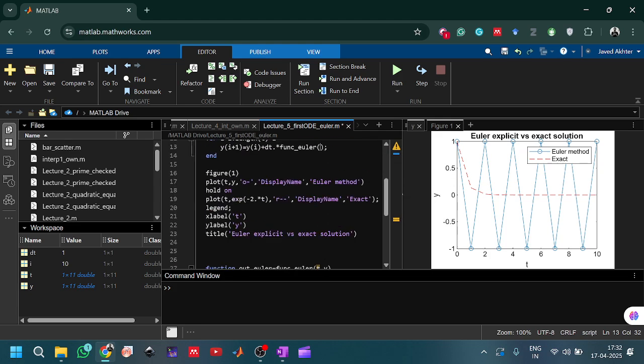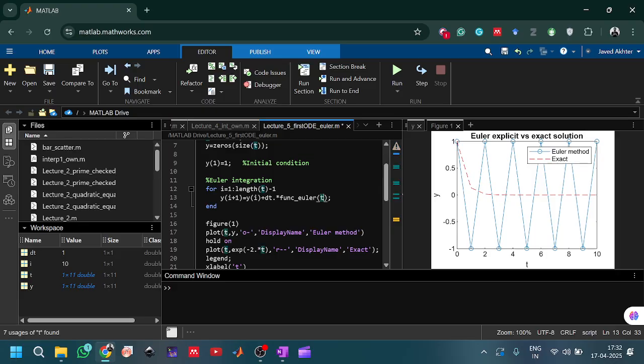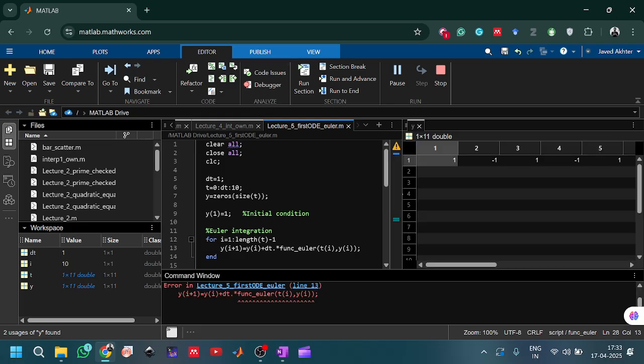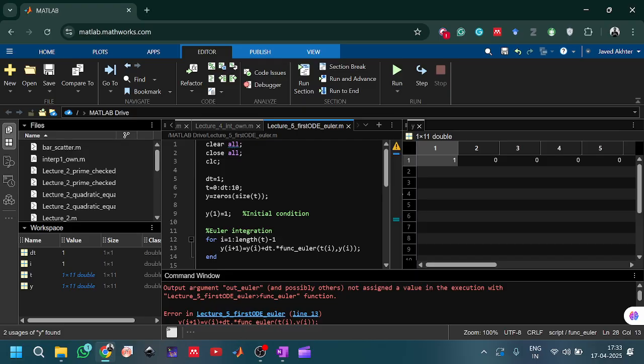So let's look at t i by i. For Euler, you will be passing these ith values, and t. So let me try to run it. Okay, something, out Euler.